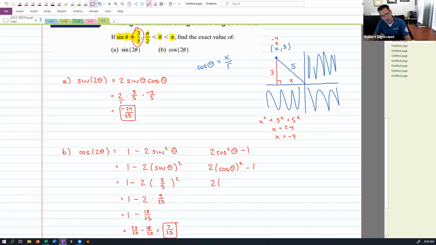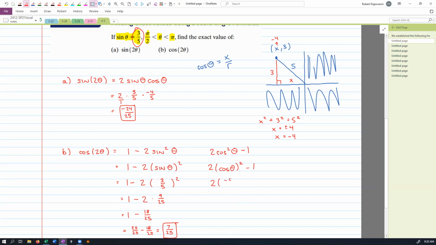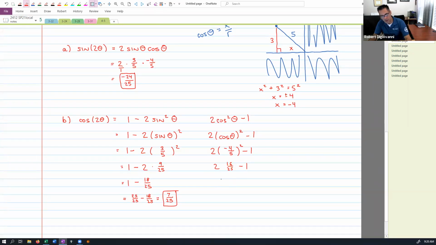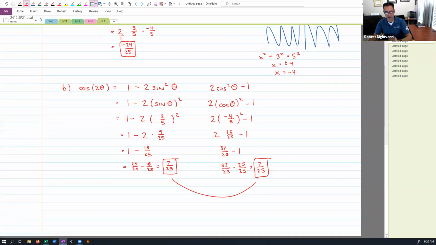Cosine of theta we found to be, oh sorry, what was cosine of theta? It was -4 over 5, then -1. Understand? I'm using cosine theta, which we found off of here. Now squared. If I square that, that gives me 16 over 25 minus 1. And then I double this, so it becomes 32 over 25 minus 1. And that's 32 over 25 minus 25 over 25, which again gives you 7 over 25. I went through that fast, but I'm just trying to show you that you get the same answer.